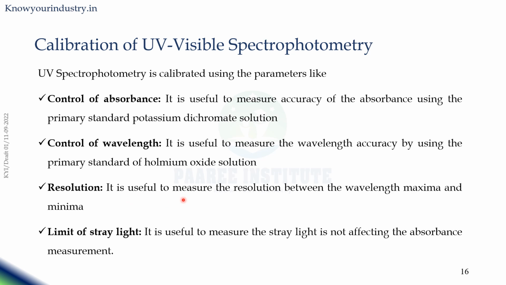It is useful to measure the resolution between the wavelength maxima and the minima. And the limit of stray light is useful to measure that the stray light is not affecting the absorbance measurement. So these are the four critical parameters that will be carried out during the calibration of the instrument to ensure that you are getting appropriate or real results consistently using this particular instrument.